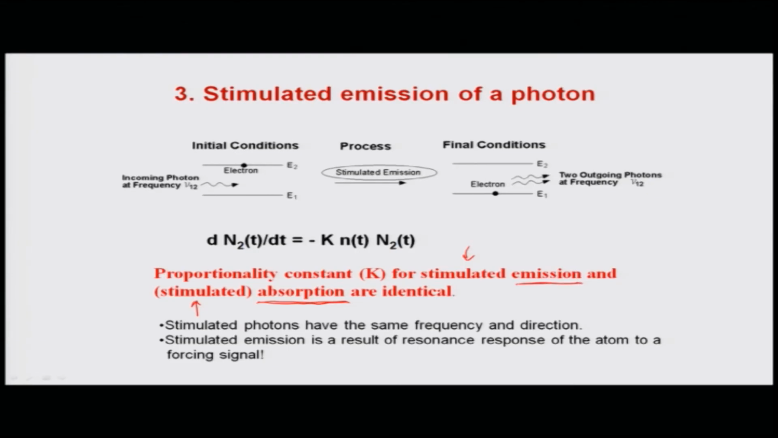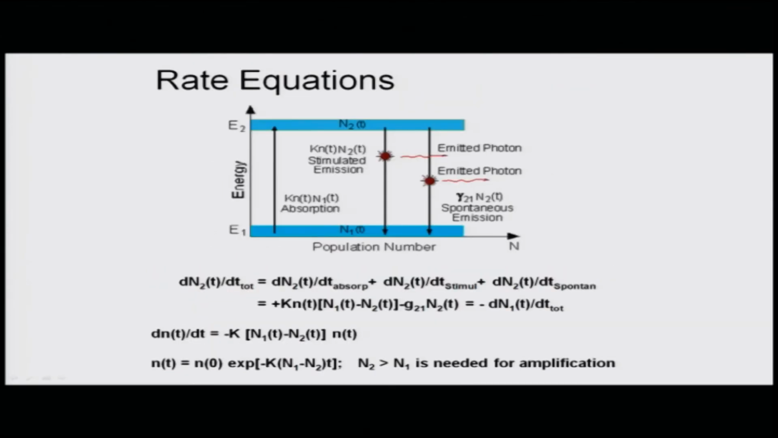The stimulated photons have the same energy, same frequency and direction, and stimulated emission is a result of a resonance response of the atom to a forcing signal. So, those are the two different cases that we have here. In terms of the rate equation, we have essentially written it down in terms of how we had written earlier, and we achieved the same steady state that we have shown before.